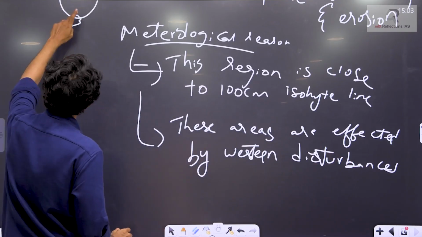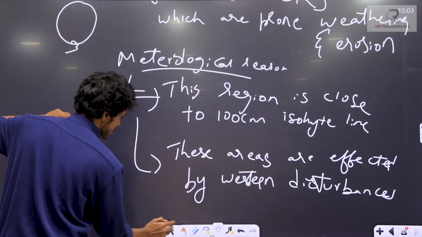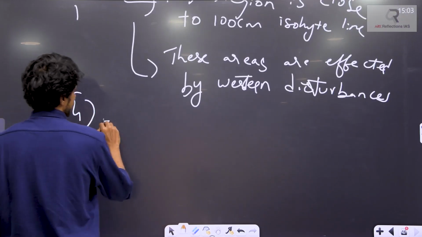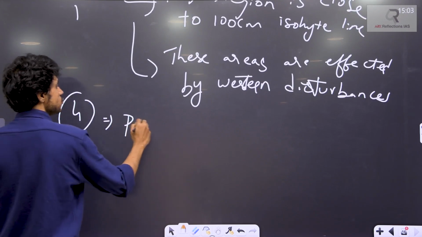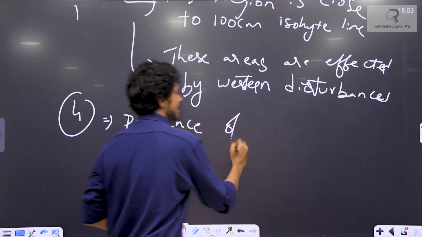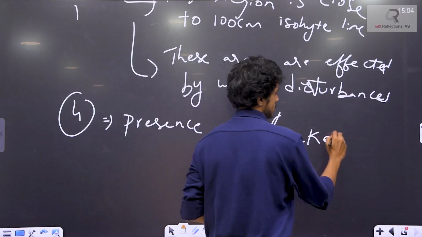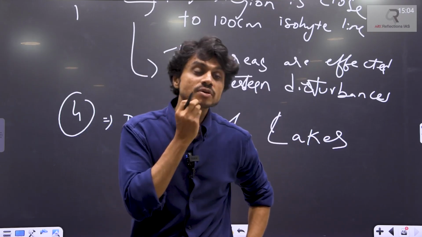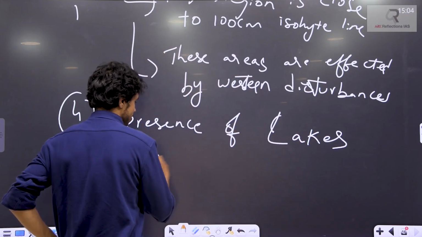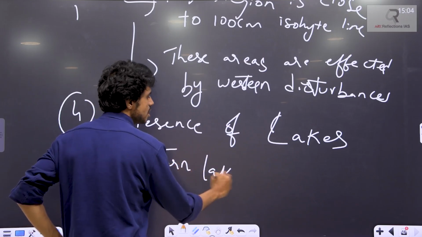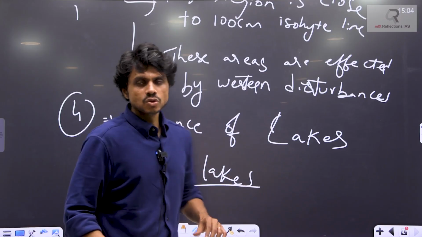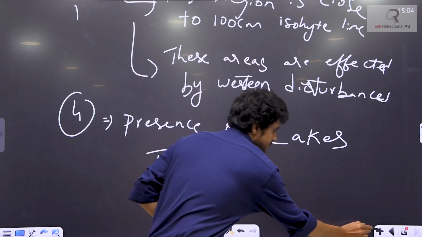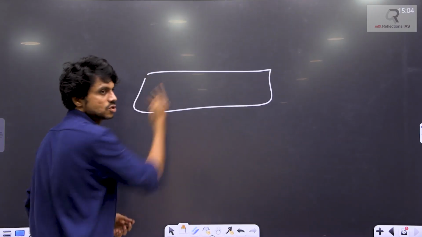Next most important point, which I have not added: presence of huge glacial lakes. The mountain areas have the most important lakes called tan lakes. Basically, how it behaves is, the upper area is covered by an ice surface. So like this, you have a solid ice surface on the top.